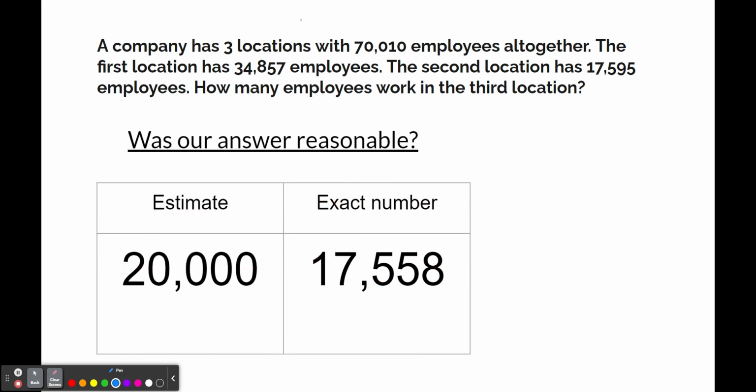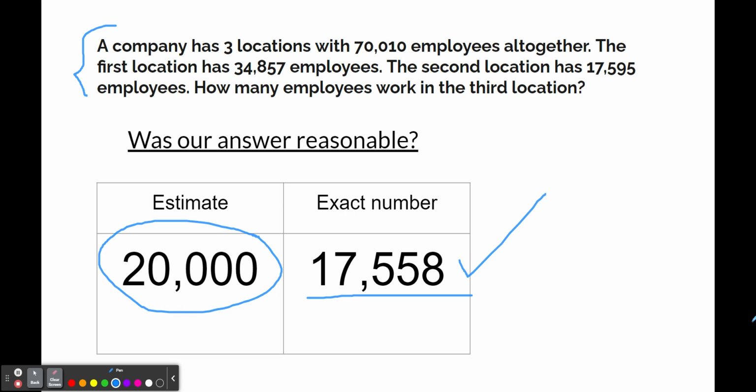Okay, so this is the same problem we've been looking at, but now, was our answer reasonable? In the estimate, we had 20,000. The exact number of employees is 17,558. So is our answer reasonable? Yes, it is reasonable because 17,558 is pretty close to 20,000. So we can say that 17,558 is a reasonable answer because it's pretty close to our estimate.